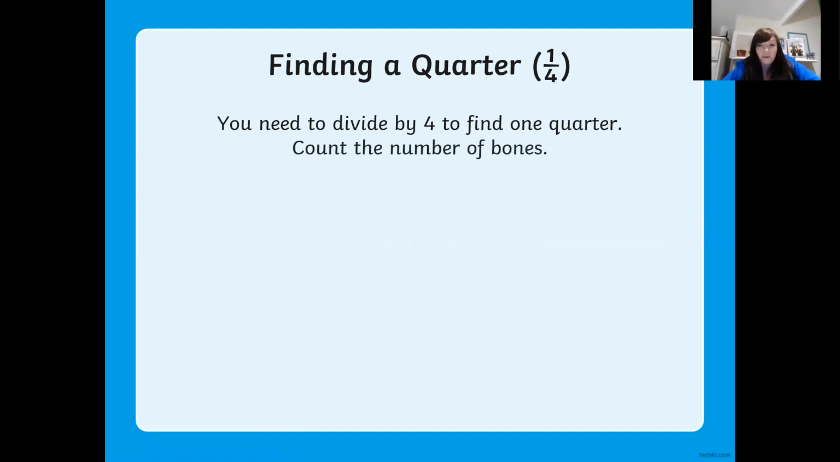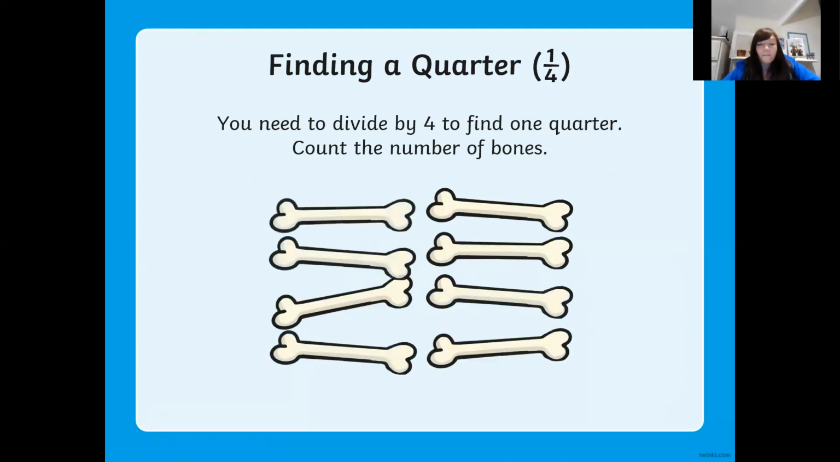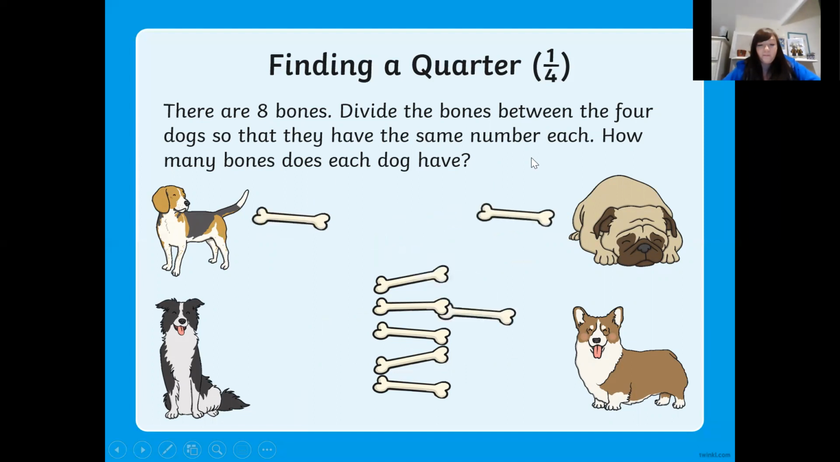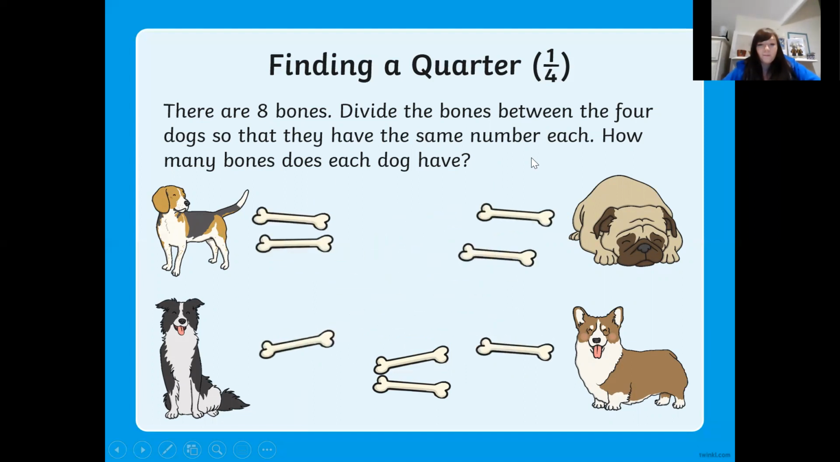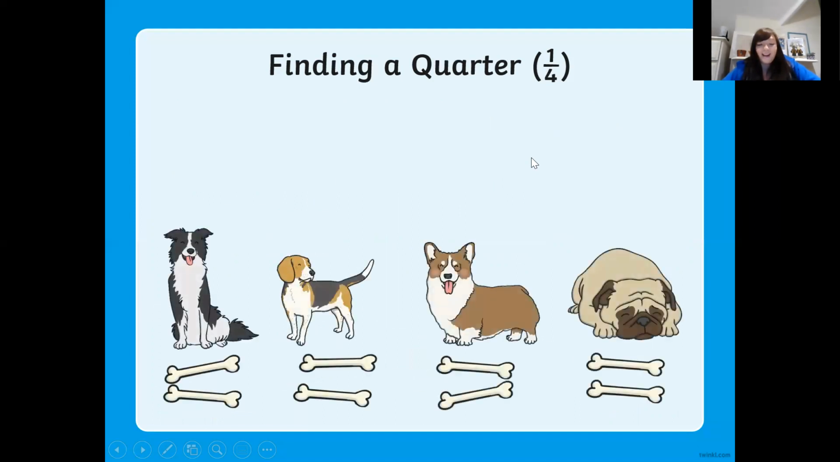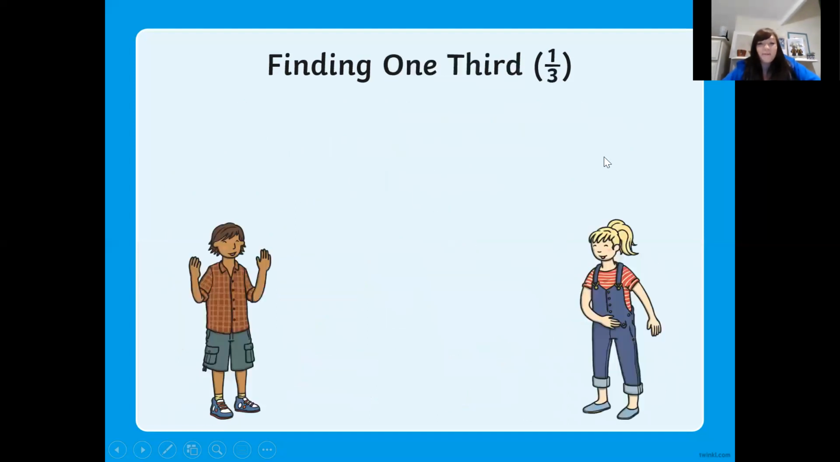So here, count the number of bones. Good, we have 8 bones. Now 8 divided by 4, because we're looking at 1/4, how many bones does each dog have? Good. Each dog has 2 bones. So 1/4 of 8 is 2. 1/4 of 8 is 2.